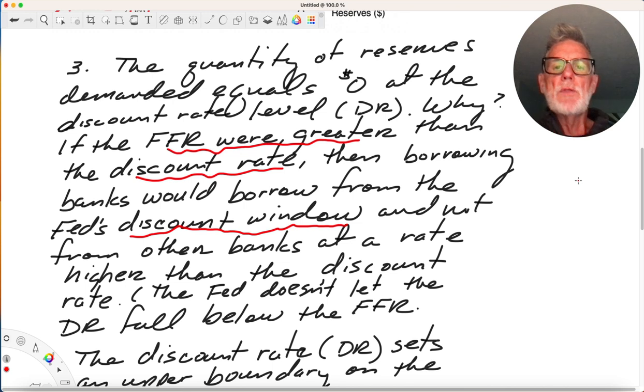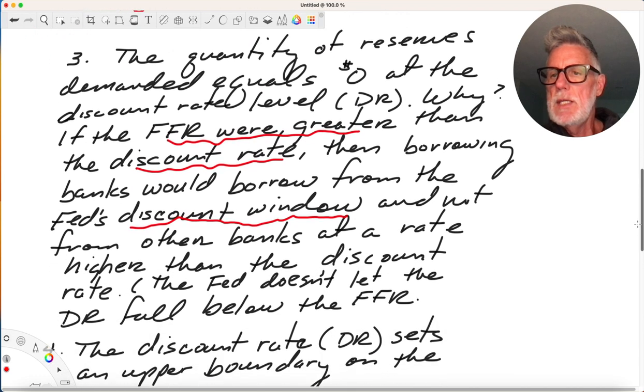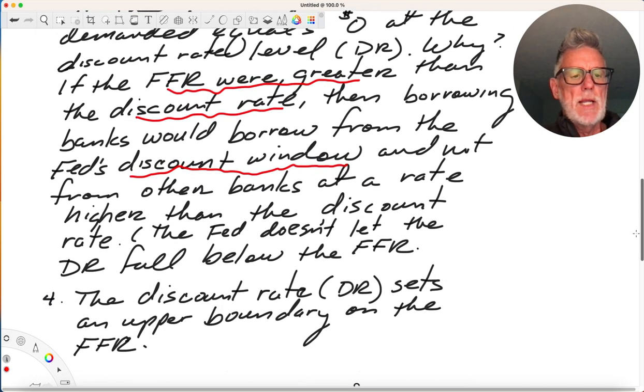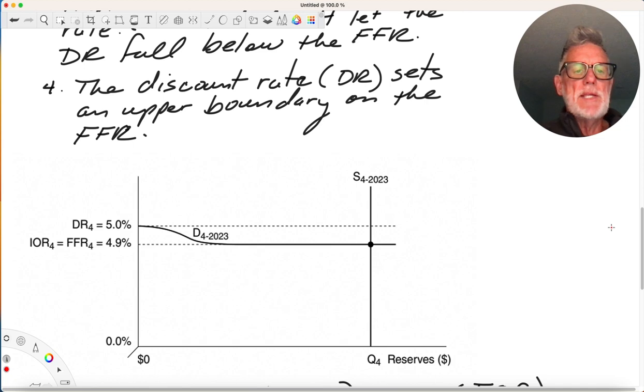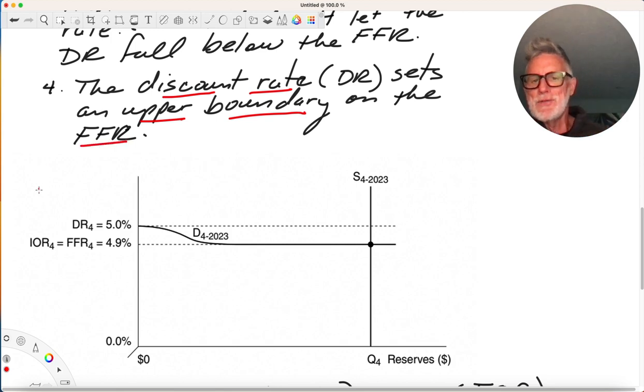Okay, again, let me read it. The quantity of reserves demanded equals zero at the discount rate level. Why? If the federal funds rate were greater than the discount rate, then borrowing banks would borrow from the Fed's discount window and not borrow from other banks at a rate higher than the discount rate. The Fed doesn't let the discount rate fall below the federal funds rate. So you'll always see the discount rate higher than the federal funds rate, and I just gave you the reason for that. So we can also conclude that the discount rate sets an upper boundary on the federal funds rate, that the federal funds rate will never be higher than the discount rate.